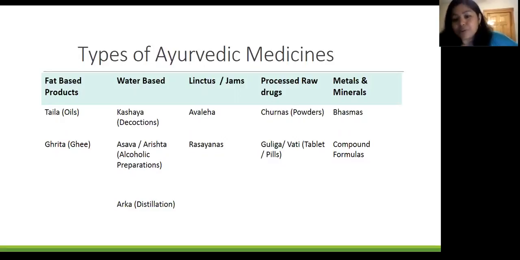And of course, the ones that we don't really use here at all in the US are the metals and minerals. There we can use either the metals or minerals processed with these herbs as well. So it's not just inorganic, it's inorganic plus organic matter or organic herbs added to that to make a formula. Okay, so we have bhasmas or compound formulas. So this is just to give you an idea as to all of the different kinds of preparations that we have in Ayurveda and the different products that we use.